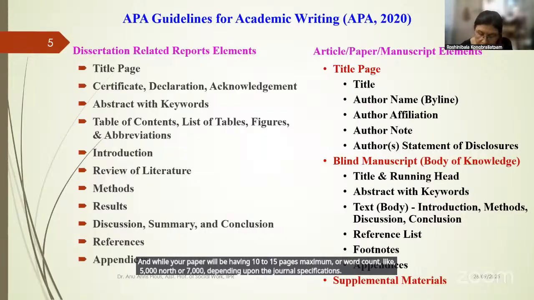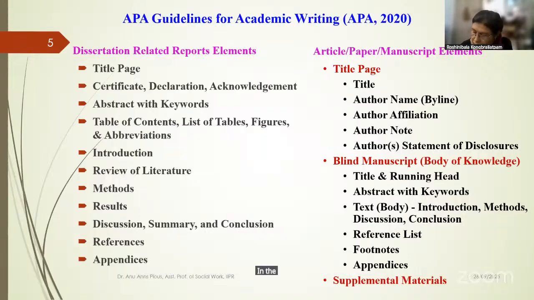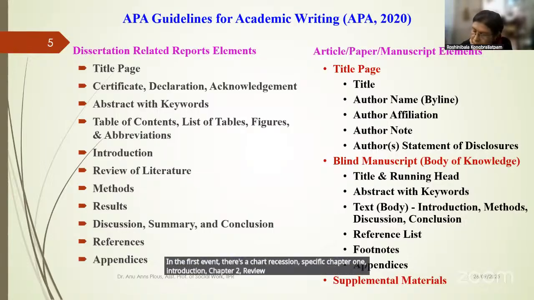The second difference is that in the first one, there is a chapterization: chapter 1, introduction, chapter 2, review of literature, like that. But in your manuscript, you will not have chapterization. There will be one section which starts with the blind manuscript. So that is a major difference between these two forms of reporting.